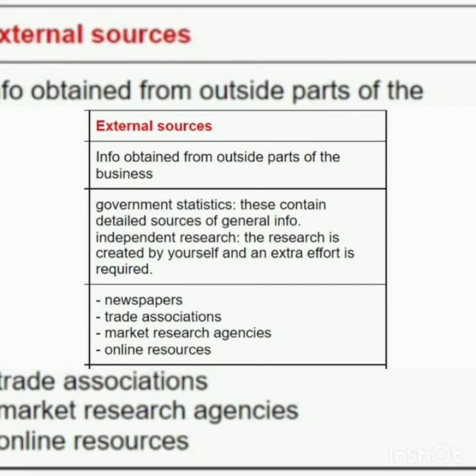Government statistics are detailed sources of general information, while independent research means that you create your own research and make an extra effort. External sources include newspapers, which are useful info, trade associations, which provide info for the businesses in that industry, market research agencies, which are special agencies that carry out research, and online resources, which provide an easily accessible source with a lot of information.